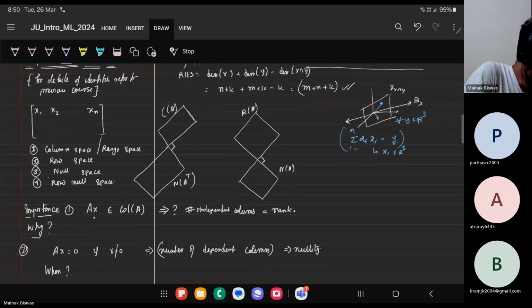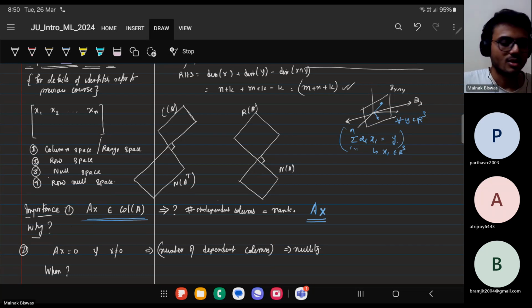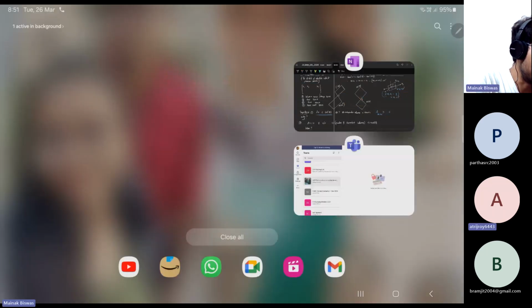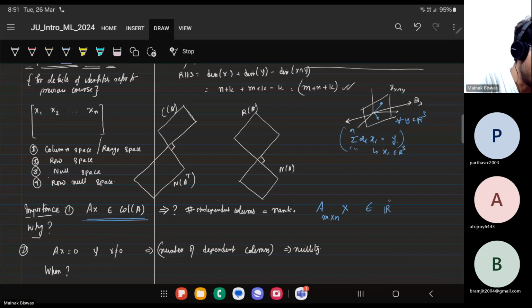Utrij, we discussed last time. Do you remember what is Ax? What will be Ax if A is a matrix, say m cross n? Ax would be, where should it belong to? It should be a column vector again, of size Rm.